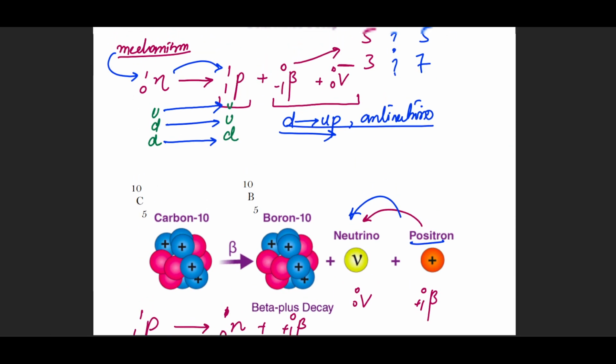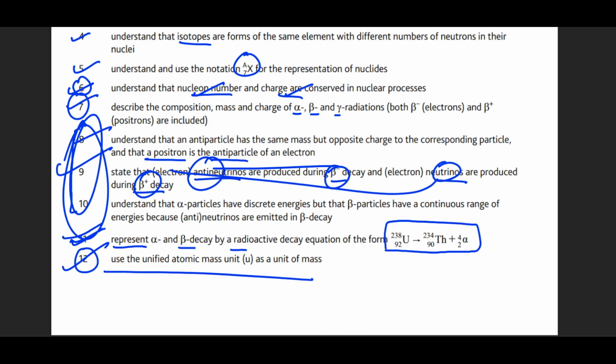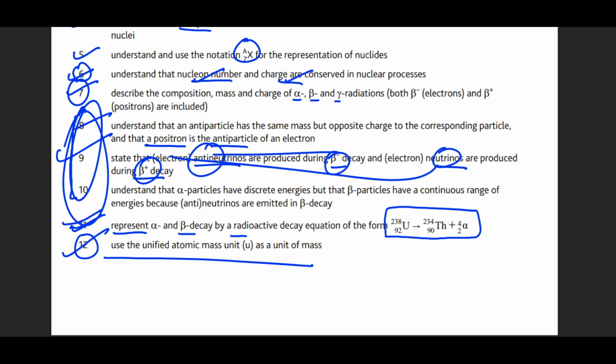This is what we've already discussed in this part of the course as well, right? और part number 10 हमारे पास क्या था कि alpha particle जो है उसकी discrete energy है. Beta has continuous range of energies because of anti and neutrinos or antineutrinos.